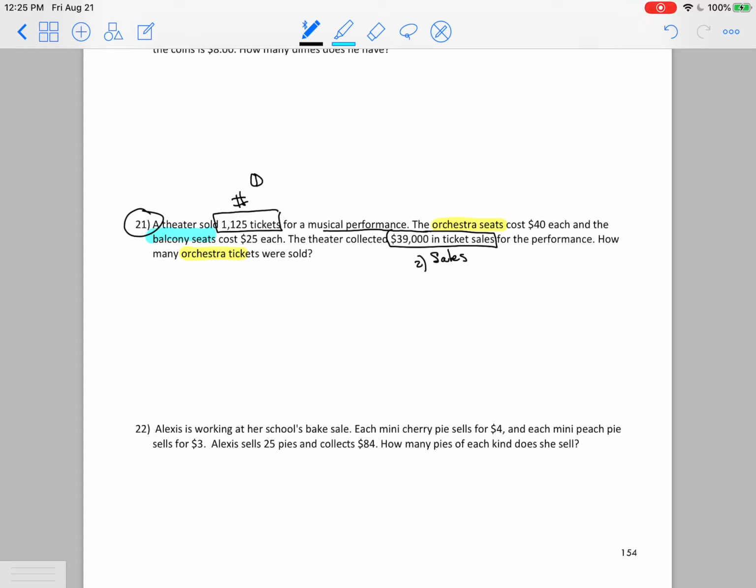Now, when we start thinking about our weighting, we have to weight one of the categories. Looks like we're going to be weighting our O's or our X's, whatever you use, at 40. And we're going to be weighting our balconies by 25. Okay, so that's kind of how we're breaking down that information and coming up with our two equations. And then you guys get to choose whether to use elimination or substitution. Okay, guys, please feel free to use those solutions to help guide you, okay?